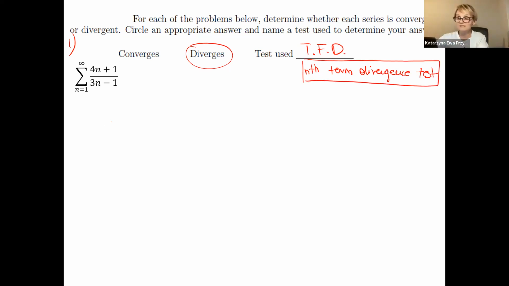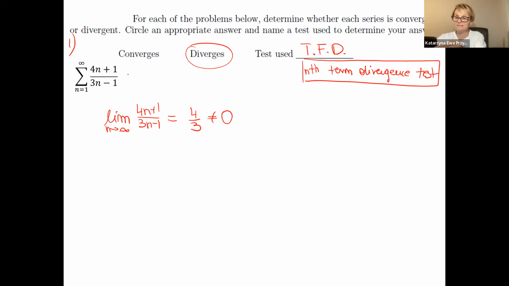Because what this test is telling us, and that's how we always have to start, we're grabbing the formula and testing the limit. What is this limit? Is this limit 0? Does this limit exist as a finite number different than 0? If the limit is different than 0, or infinity, or does not exist, the infinite series is divergent. And do we understand why?